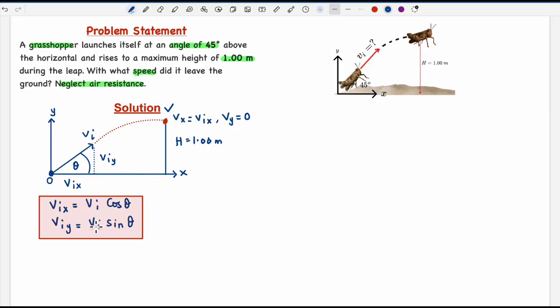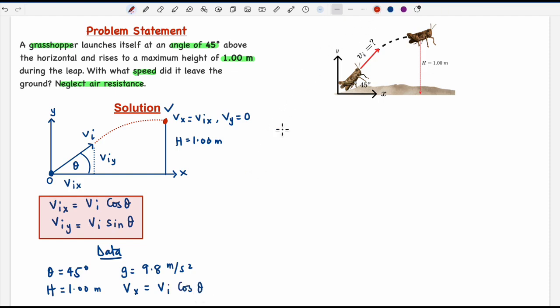So let's look at the data we know from this problem. So data, we know that the angle it makes is 45 degrees. Also, we know that that height is 1.00 meters. We are given g, which would be 9.8 meters per second squared, and then the Vx at the maximum height is going to be our Vix. In that case, it would be Vi cosine of theta. Alright, so with this we can solve the problem.